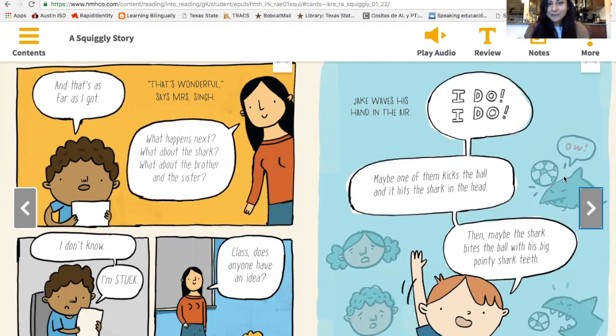That's wonderful, says Mrs. Singh. But what happens next? What about the shark? What about the brother and the sister? I don't know. I'm stuck. Class, does anyone have an idea? Jack waves his hand in the air. I do. Maybe one of them kicks the ball and hits the shark on the head, and then maybe the shark bites the ball with his big pointy teeth.